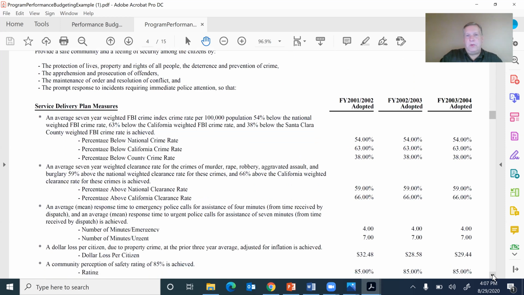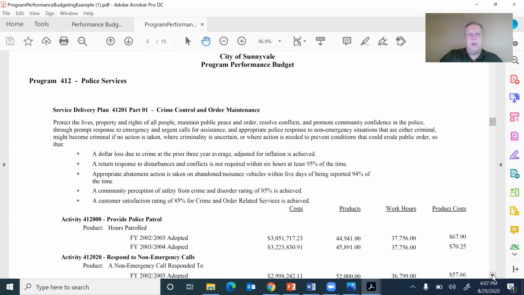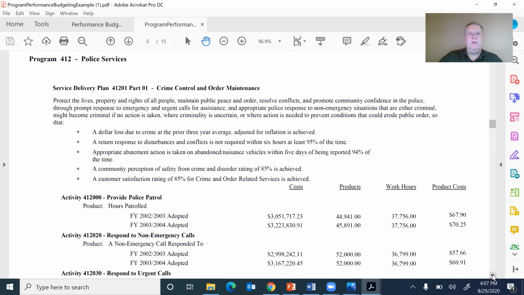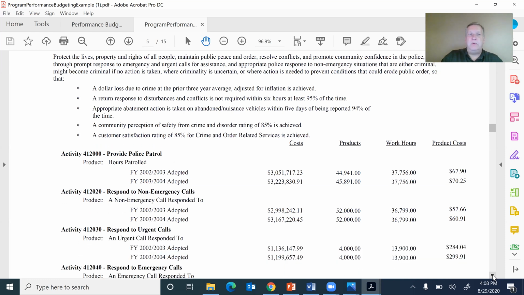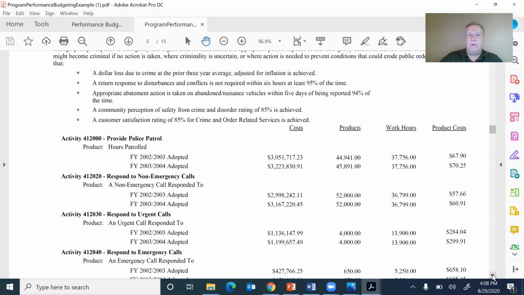You can then go, and again, I've got an example of this up on the website for you, but as you go through it, you will drill down into the actual specific activities that you are funding that will help you achieve those goals. And so within program 412, our service delivery plan 4120101 is crime control and order maintenance. In order to achieve our goals in crime control and order maintenance, we will have to fund police patrols. And so you'll see activity 412000, provide police patrols. Number of hours patrolled for each of the years and the costs associated with the number of hours.